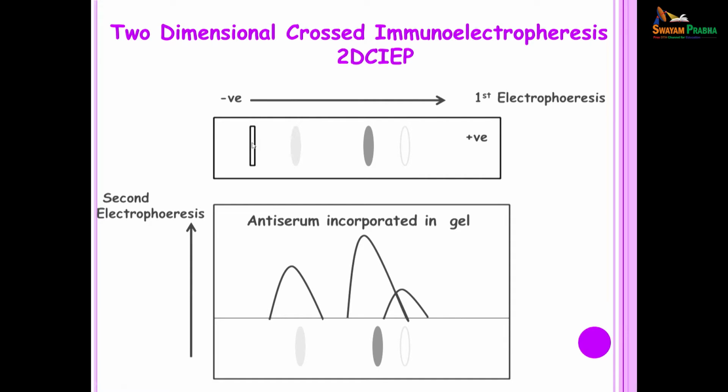After this, the gel is usually poured on a big slide. All right. We cut off this part of the gel, and then we add anti-serum which has been incorporated in gel. We pour gel in which anti-serum has been incorporated. This is poured over here, and we allow this to set. You pass a current again in this direction. So, this is a second electrophoresis. So, 2-dimensional crossed immunoelectrophoresis, and the height of the arcs will give you the quantity of a particular component which may be present in the patient's serum.